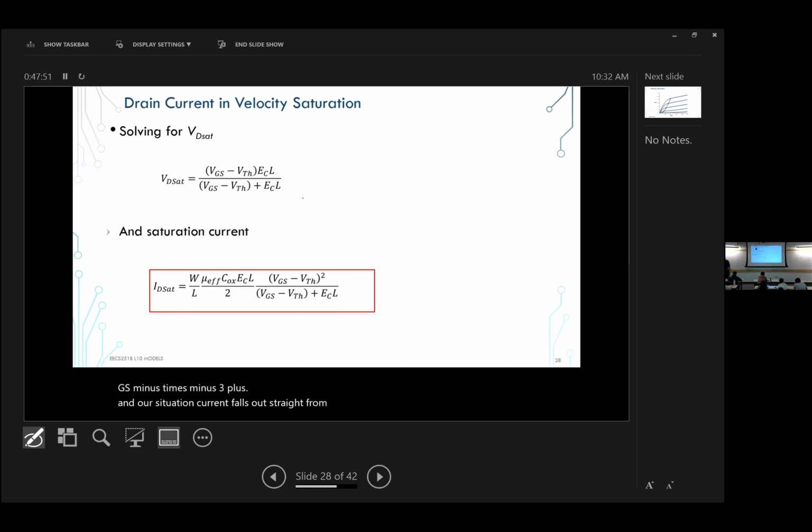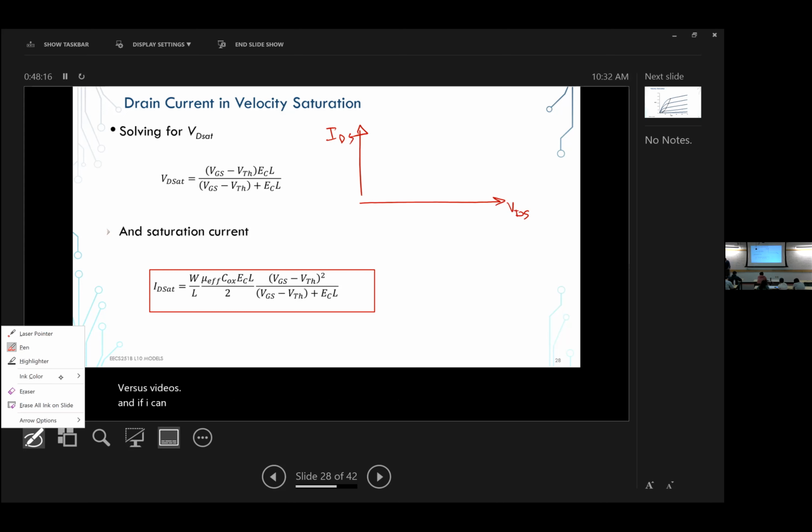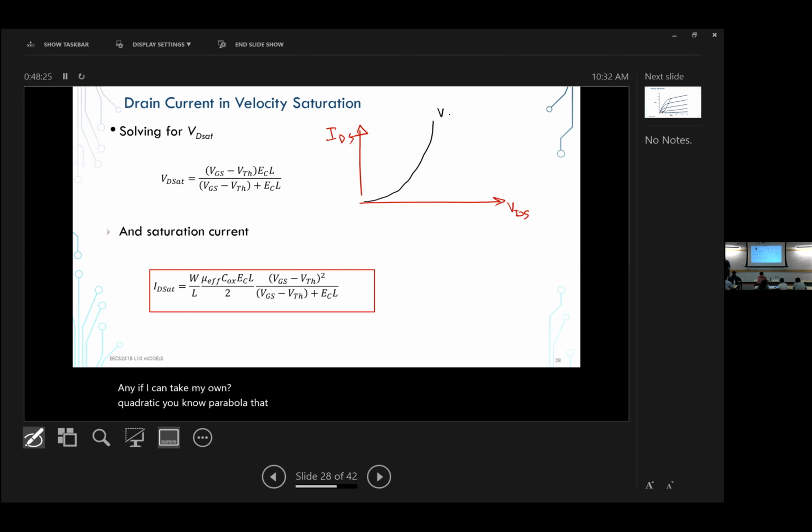What does that mean? If you plot IDS versus VDS, and I take my old curve, the quadratic parabola that separates the regions at VGS minus VTH, where does this curve sit with respect to the old non-velocity-saturated section? To the left or to the right?